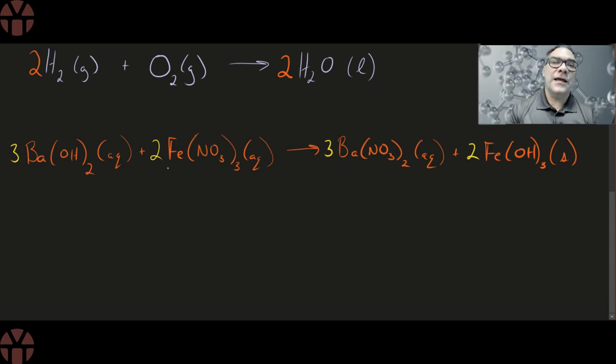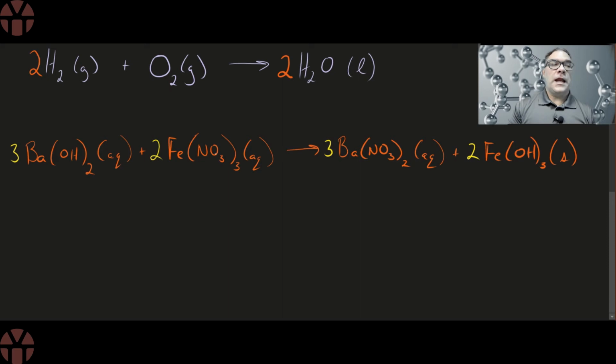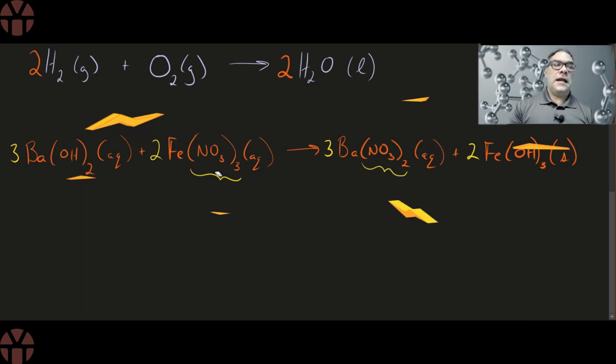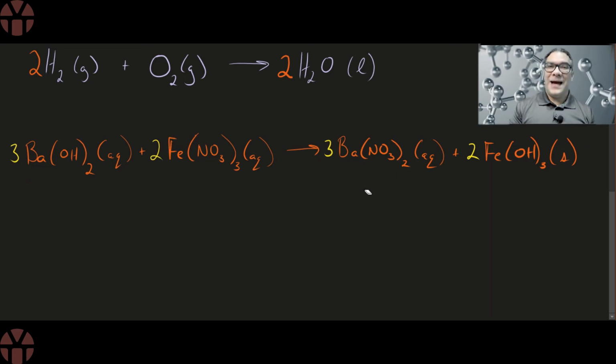So let's check in on that last one, the nitrate. And what I notice is I have 3 nitrates here, so there's 3 nitrates there in total, times 2 is 6, and over here I have 2 nitrates, times 3 is 6, and ta-da, this is now a balanced chemical reaction.